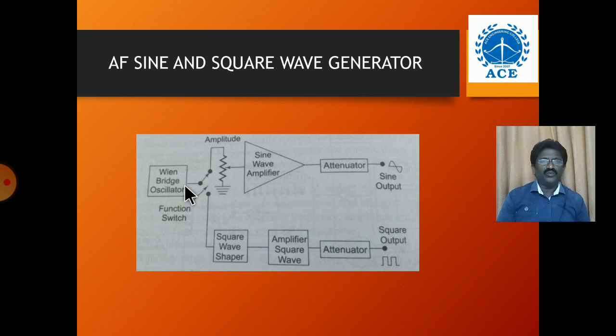The output of the Wien bridge oscillator goes to the function switch. This is the function switch. The function switch directs the oscillator output to either the sine wave amplifier or the square wave shaper. After performing the operation, at the sine wave amplifier stage you get a sine wave, and at the square wave shaper you get the output in the form of a square wave.